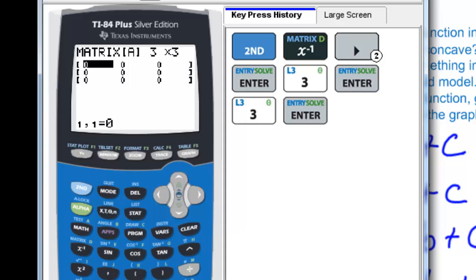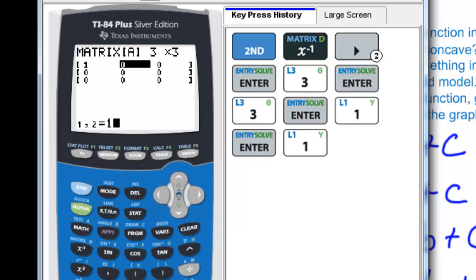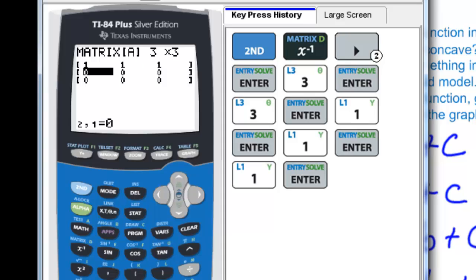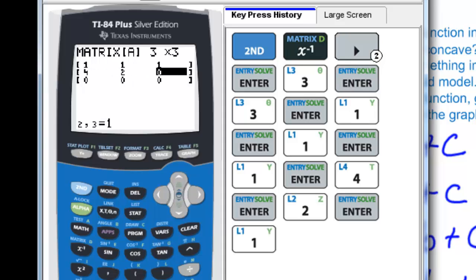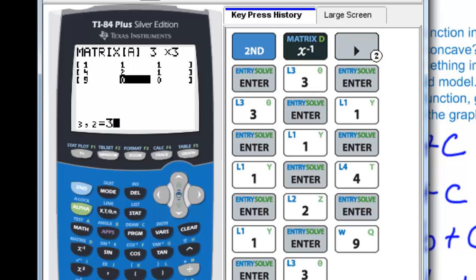So 1 in the first spot, over to 1 again, and 1 again in the first row. And the second row is 4, 2, 1. The third row being 9, 3, 1. Now I have matrix A.